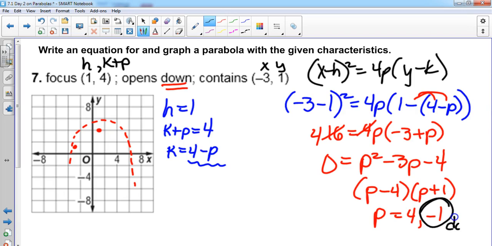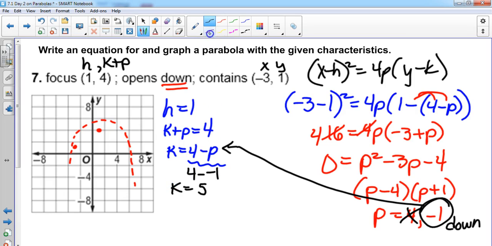Opening down, so it can't be positive. Okay. One more step before we can write the equation, right? 4 minus negative 1 makes k 5. Okay. Magical equation. X minus h, which is 1 squared, equals 4p, which would be negative 4 times y minus k, which is 5.